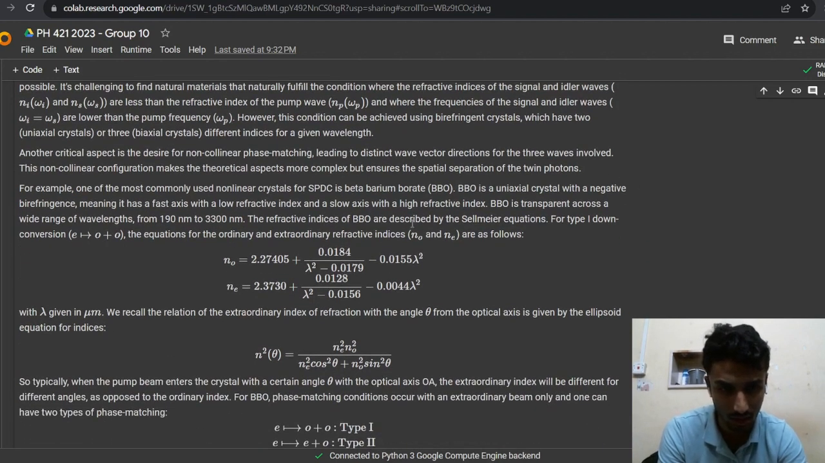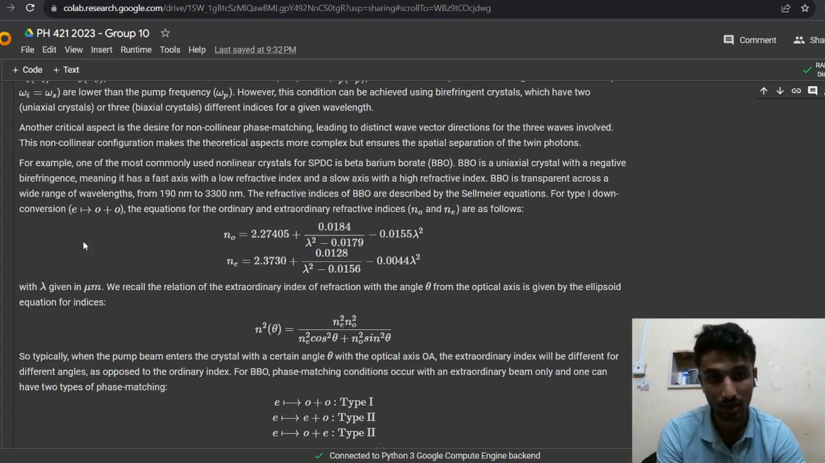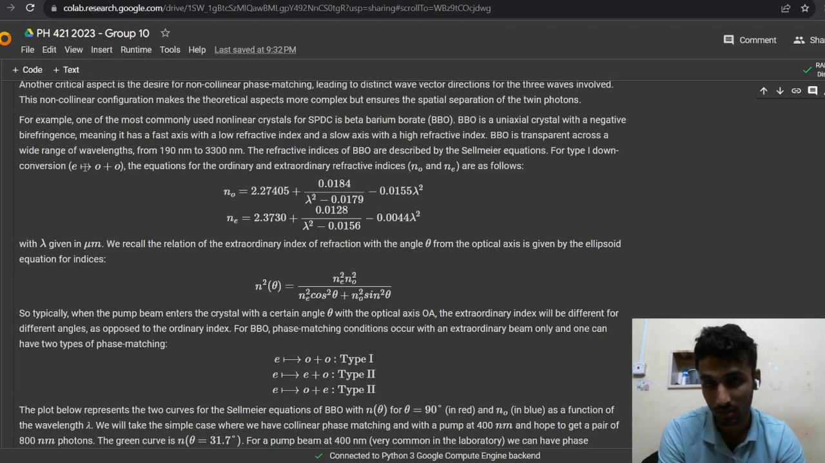And BBO can be used in a wide range of wavelengths, just as given here. And the refractive indices of BBO, in this case, are given by the so-called Sellmeier equations for type 1 SPDC, that is from extraordinary to ordinary and ordinary for the signal and idler waves. We have these equations which are complex enough, and this is sufficient for achieving phase matching. With phase matching, when mixed with the chromatic dispersion, this lambda is given.